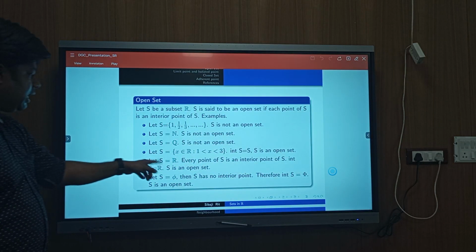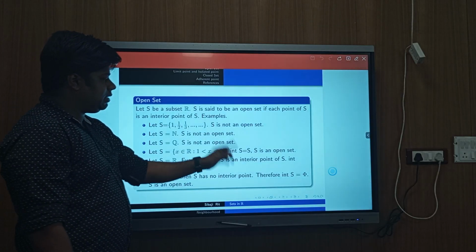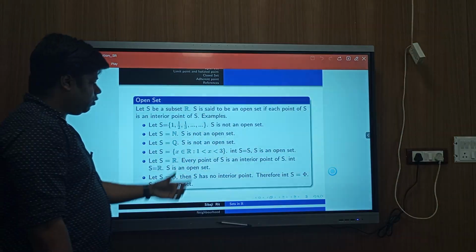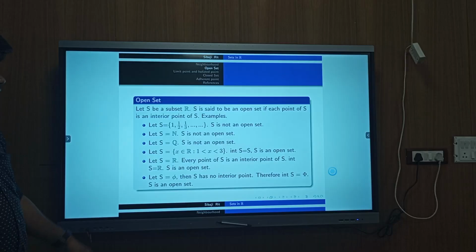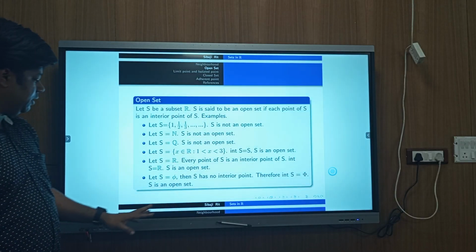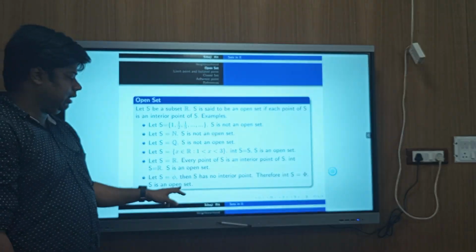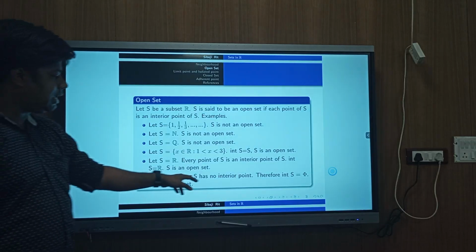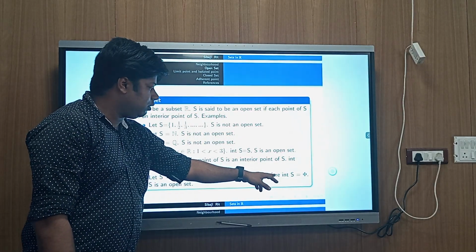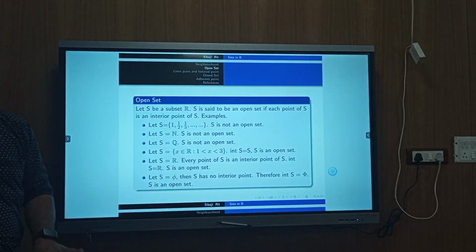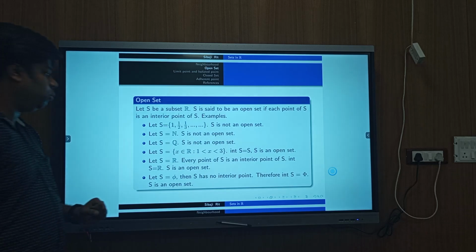If we choose S equal to R, every point of S is an interior point of S. So int of S equals R, so S is an open set. If S equal to ∅, the null set, then S has no interior point, so S is an open set. So the null set is an open set.